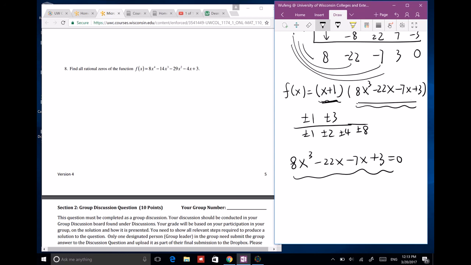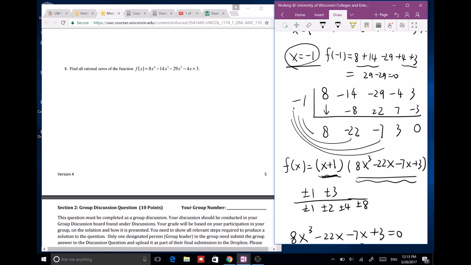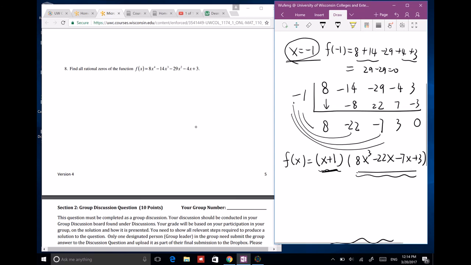X is minus 22x plus 7x. X cubed. Okay, seems like, do a quick estimation. f(-1) is one of the solutions, and f(3) is one of the solutions as well. So let me check f(3). What is f(3)?